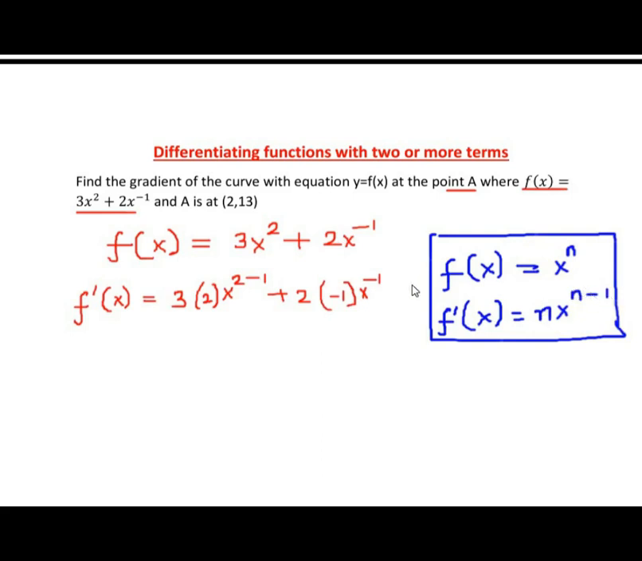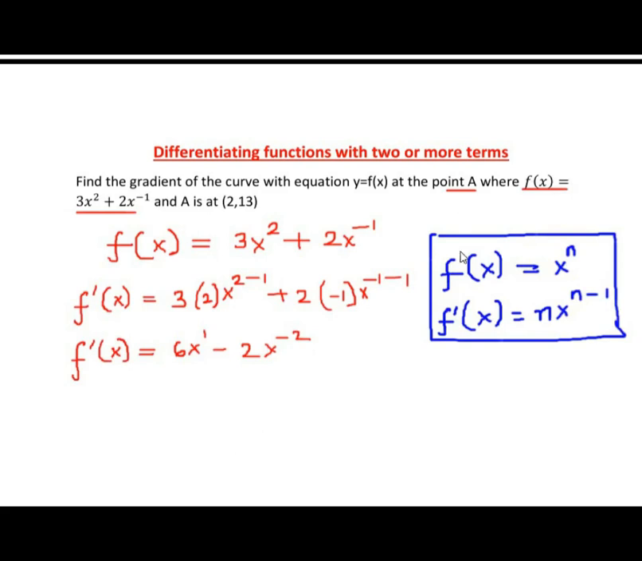and again it is reduced by 1, negative 1. So we get 3 times 2 is 6, x to the power of 1, and plus 2 times minus 1 gives you minus 2, x to the power of minus 2. Minus 1 minus 1 is minus 2. Now they have told us to find the gradient of the curve. So we have found the gradient of the curve by differentiating it.